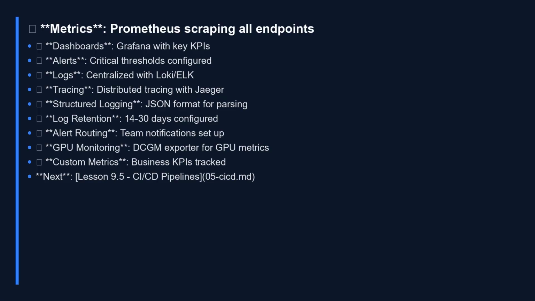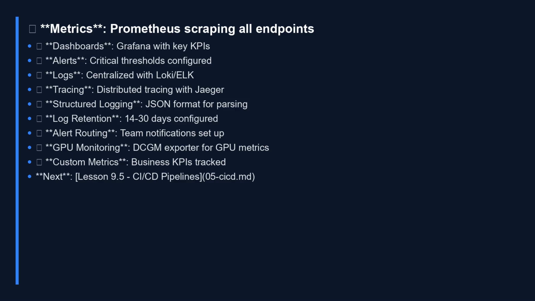Observability checklist. Here's where you stand after completing this lesson. Prometheus is scraping all your endpoints on a 15-second interval. Grafana is displaying your key performance indicators with threshold-based color coding. Alertmanager is routing critical alerts to PagerDuty, warnings to Slack, and informational alerts to email. Loki is ingesting structured JSON logs from every pod in your ML production namespace with a 14-day retention window.